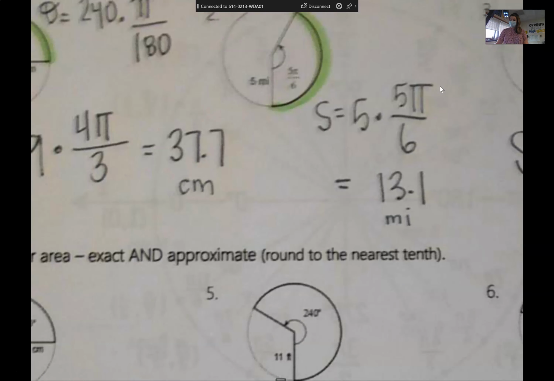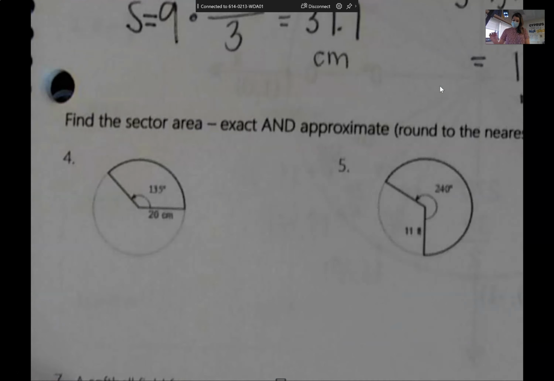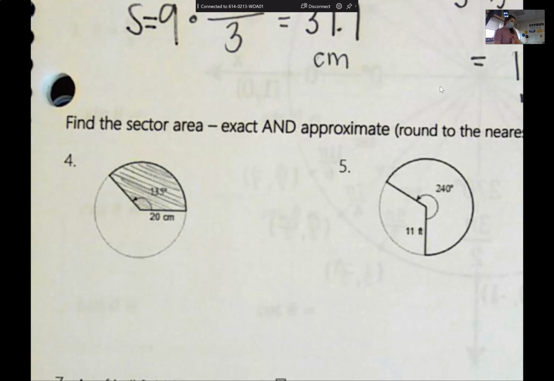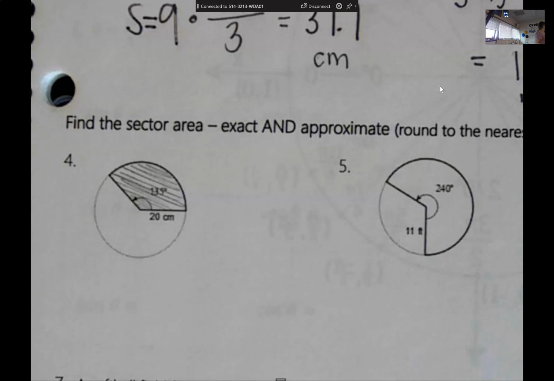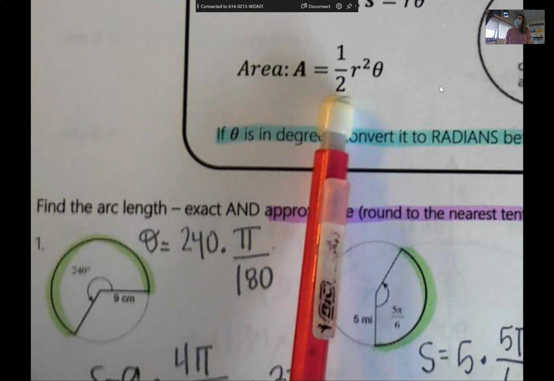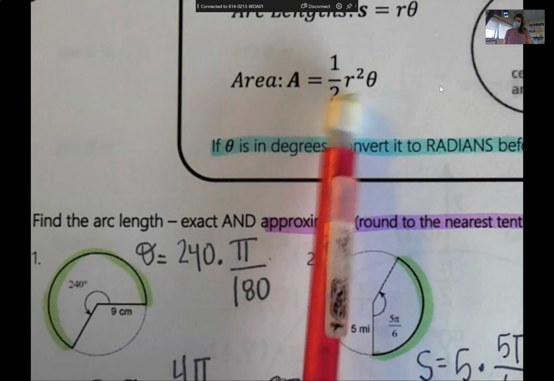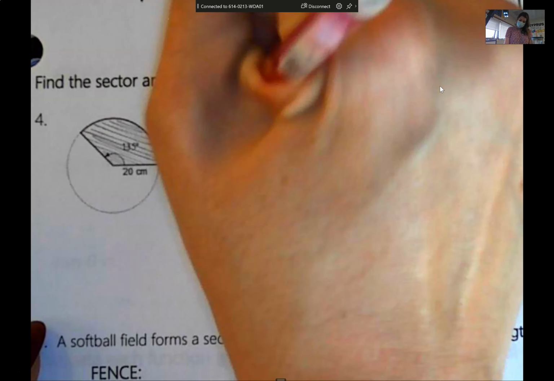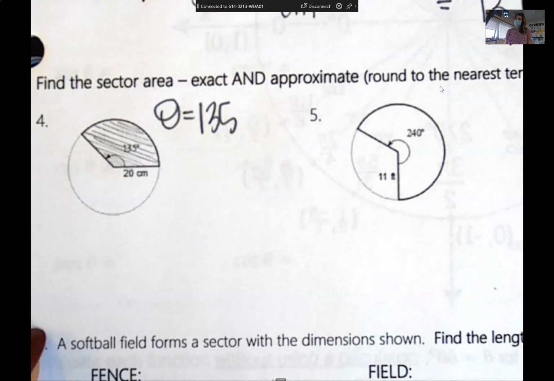Now what we're going to transition to is the size of the pizza. So everything in the section or the sector. So what I have colored in gray is considered the sector. This formula is a little bit more involved. We got 1/2, we got r squared, we got theta. And unfortunately, we got to convert theta of 135 to radians. So you guys practice that.